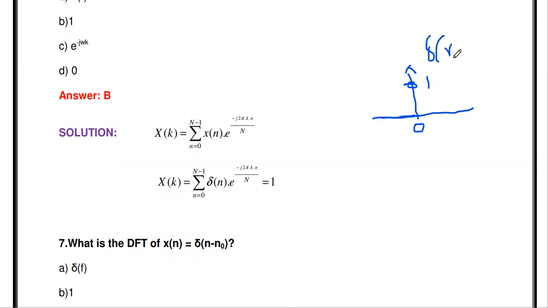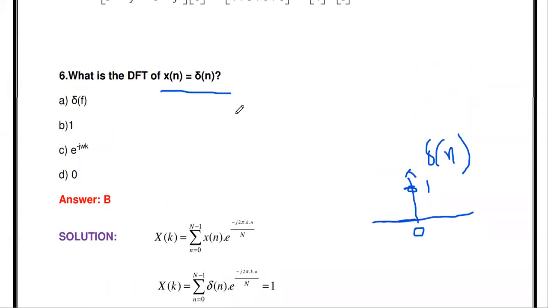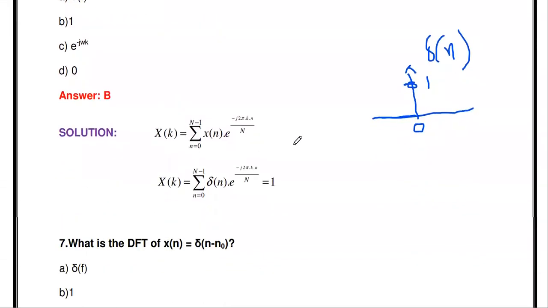For this del of n signal, we have to find the DFT. In signals and systems, for this del of n, we calculated the Z transform and DTFT, and the answer is always 1. Similarly, the DFT answer for this impulse signal is also 1. To solve, first write the X of k formula, the DFT formula. X of k equals summation n equal to 0 to N minus 1 of x of n e power minus j 2 pi kn by N.